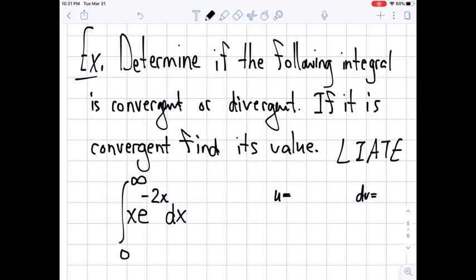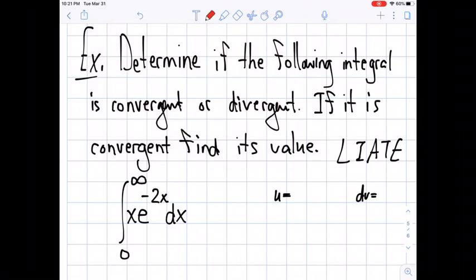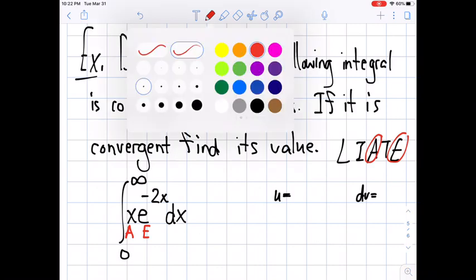that here we have an algebraic function for x, and we have an exponential function for e to the negative 2x. So that's going to be here and here, which means that the algebraic function is going to be our choice of u. Perfect. Let's set it up.